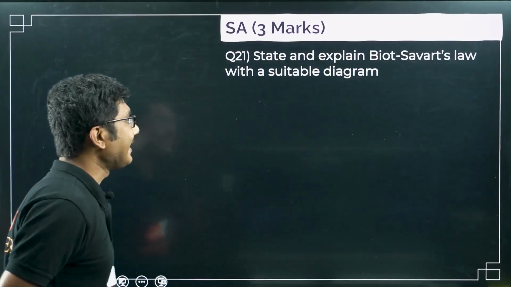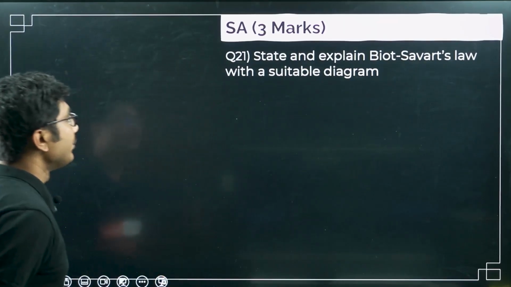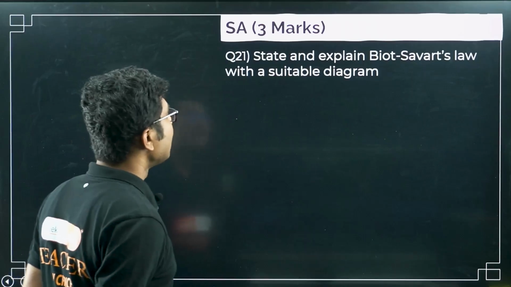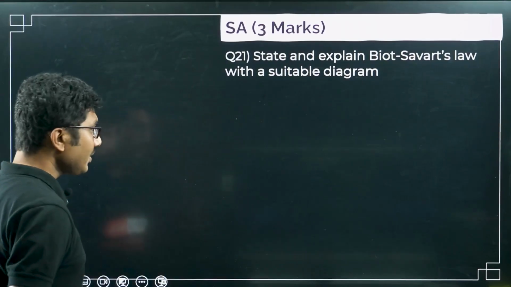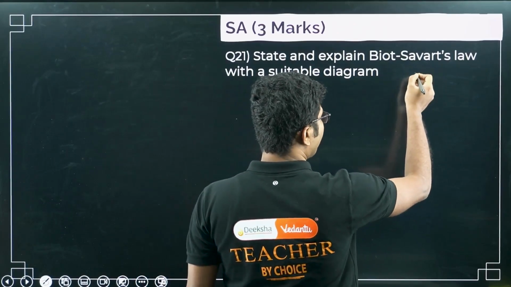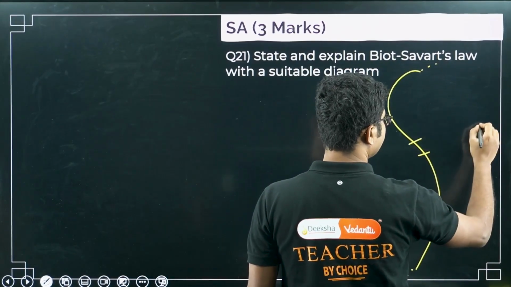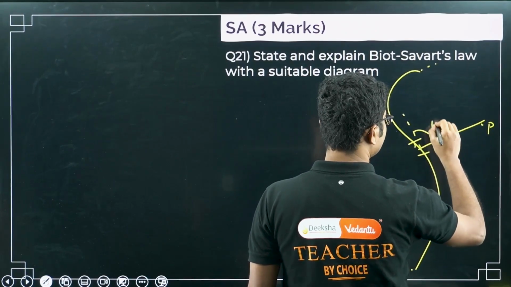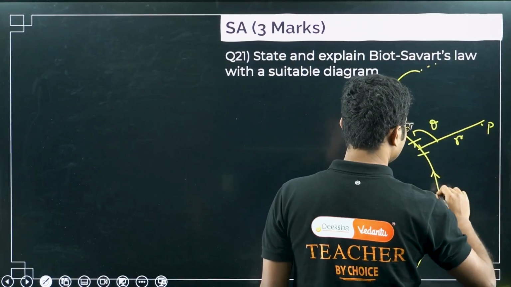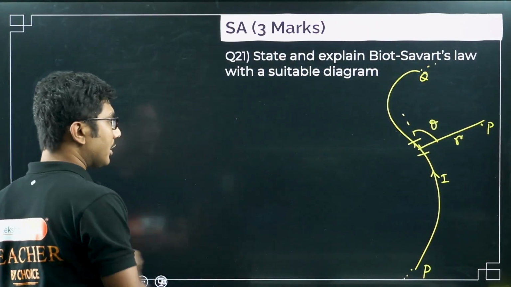Next, state and explain Biot-Savart law. This is a 3-mark question, by the way. So we have moved into 3 marks questions. State and explain Biot-Savart law with a suitable diagram. So first you have to draw this diagram.